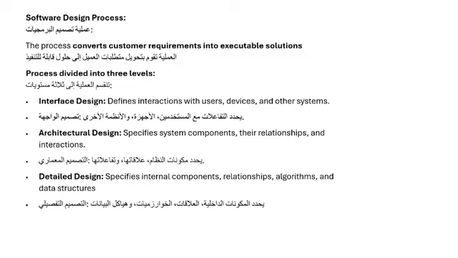The process is divided into three levels. Level one is that you define the interface, which we call interface design here. In the interface design, we define the interactions with users, devices, and other systems. Because you build your application, so there are users who will be using it. Maybe your application also needs to talk to other systems.